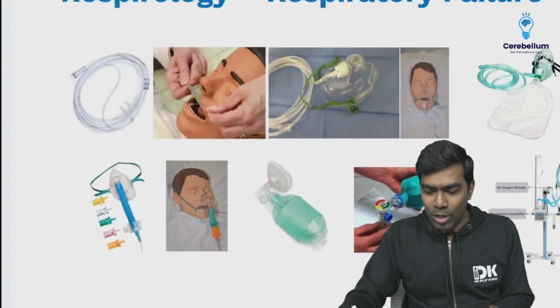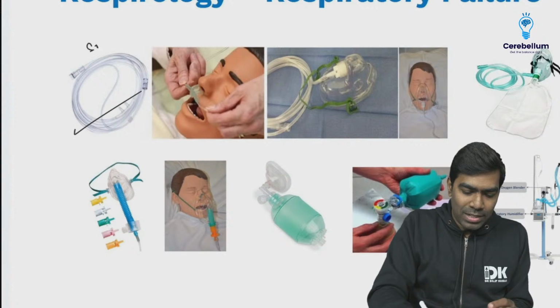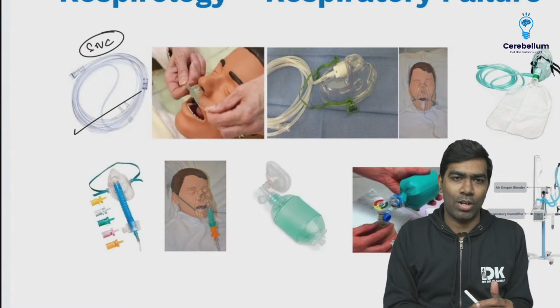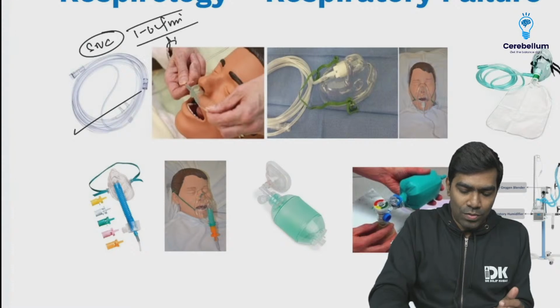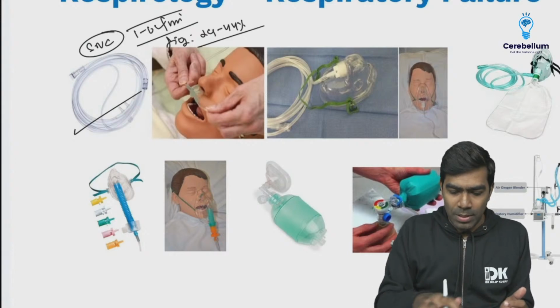So these are some of the important devices that you need to know for exams. They can ask. The first one, simple nasal cannula. These are oxygen delivery devices. So what's the flow rate? Flow rate is going to be somewhere around 1 to 6 liters per minute, and it can deliver a FiO2 of somewhere around 24 to 44%. Okay, so 24 to 44%.